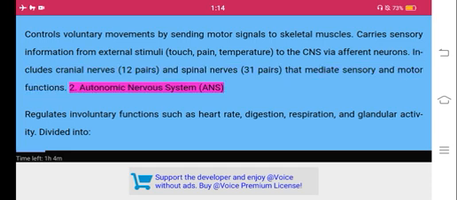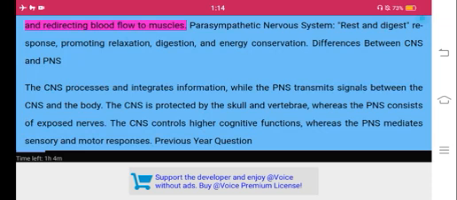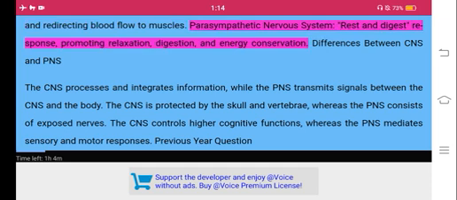2. Autonomic nervous system, ANS. Regulates involuntary functions such as heart rate, digestion, respiration, and glandular activity. Divided into the sympathetic nervous system, fight or flight response, increasing heart rate, dilating pupils, and redirecting blood flow to muscles; and the parasympathetic nervous system, rest and digest response, promoting relaxation, digestion, and energy conservation.